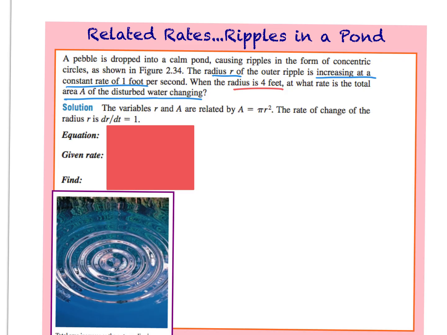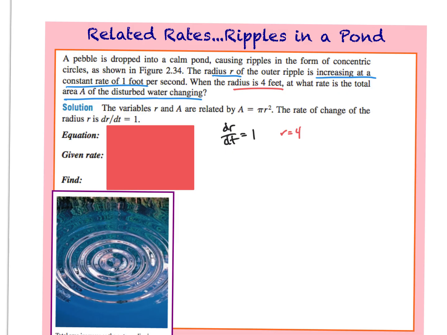All right, so it says the radius is increasing at a rate. So what does that actually say? That says dr/dt. It's not the radius, but the radius changing at a rate. And so dr/dt is equal to 1, because it says 1 foot per second. And then it says when the radius is what? 4 feet. Is that a rate? No, that says my radius is 4 feet.